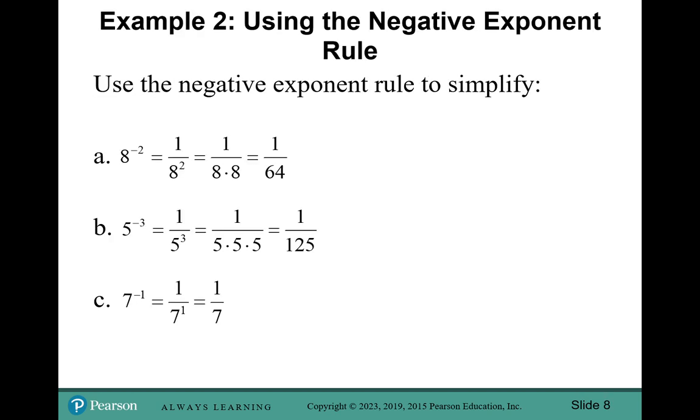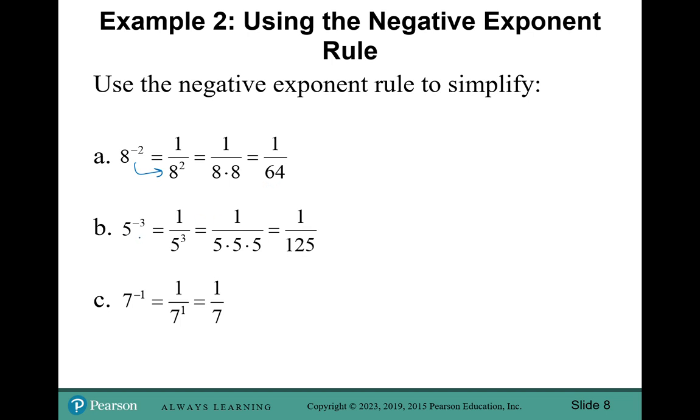So we're going to use the negative exponent rule to simplify the following. It is already done for you, but we'll work through it and talk through it as necessary. Our original problem here for A is 8 raised to the negative 2. To get rid of this negative exponent, I drop it to the denominator. So I have 1 over 8 raised to the 2, or 8 squared. 8 squared is 8 times 8, which simply gives me 64. So 8 to the negative 2 simplifies to 1 over 64.